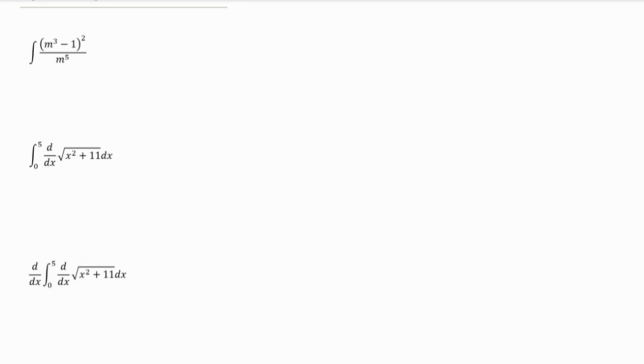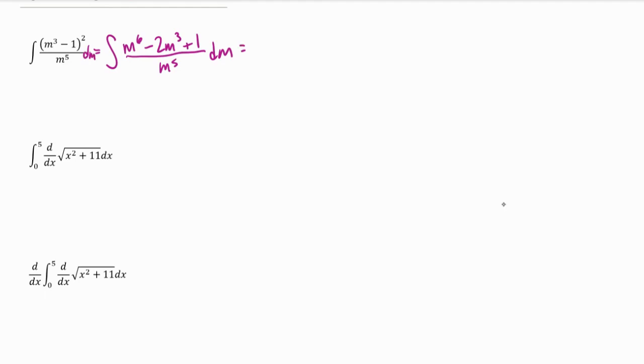Okay, so let's practice solving some integrals. In the first problem, you should notice that you can expand this a little bit. So (m cubed minus 1) squared is going to be m to the 6th minus 2m cubed plus 1, over m to the 5th, dm. I forgot a dm here.